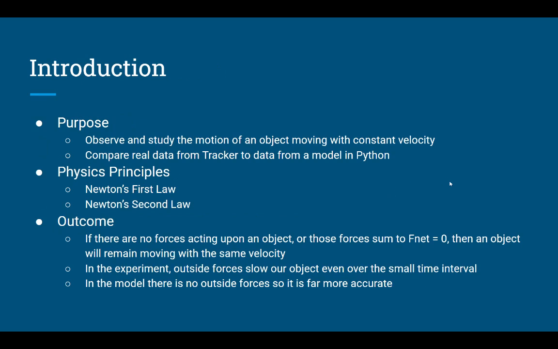To begin, the purpose of this lab was to observe and study the motion of an object moving at constant velocity. In this case, it'll be an expo marker, or in the model's case, it'll just be a little blue ball, and then compare some real-life data from Tracker to the data modeled in Python.